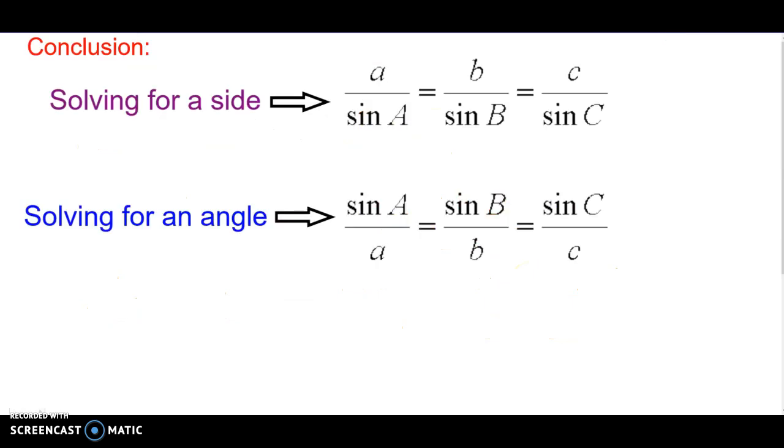Okay, so in conclusion, here is the law of sines. They're the same thing. One's useful for finding a side length. One's useful for solving for an angle. All right, good job.